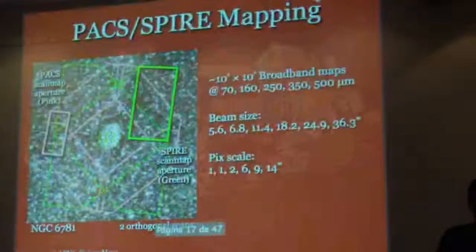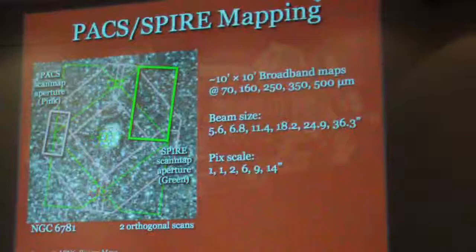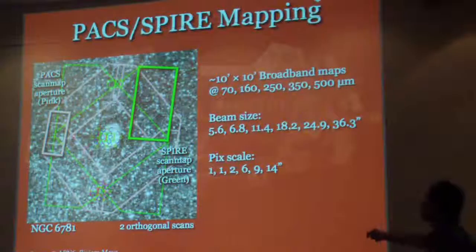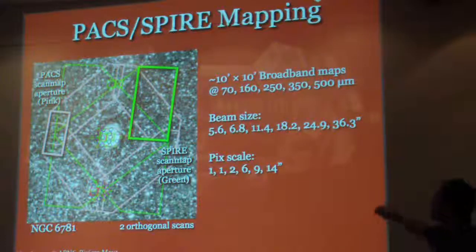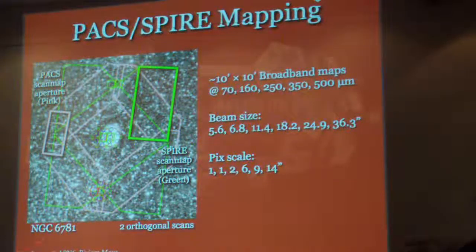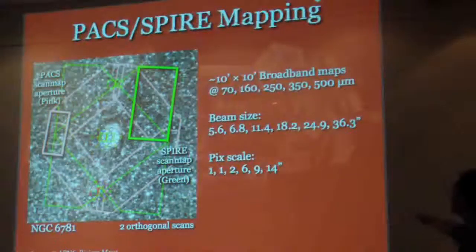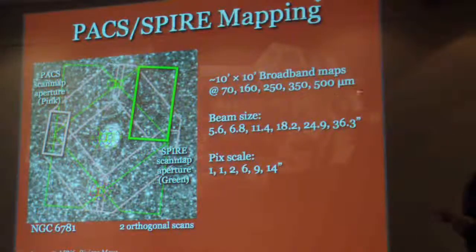So let's get to the details. For the global mapping, these are the observations with PACS and SPIRE. We scan the sky orthogonally in 2 directions. Here are the 5 bands: 70, 160, 250, 350, and 500 micron, with the respective beam sizes and pixel scales.